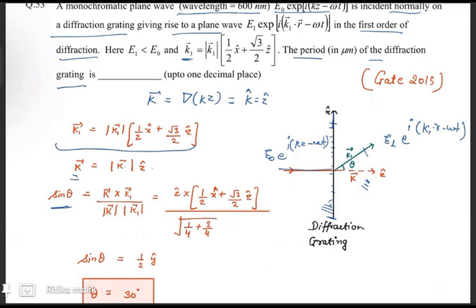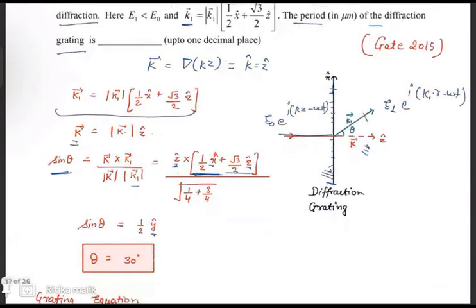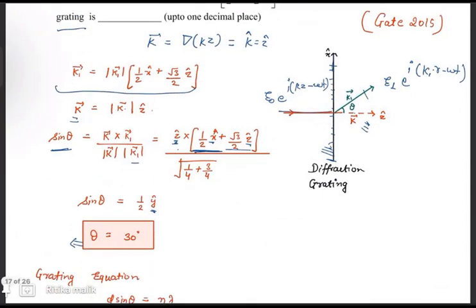When we put in the values of the k vector and k1 vector, their magnitudes will get cancelled out, and we are left with z cap multiplied by (1/2 x cap plus root 3 by 2 z cap). z cap with z cap will give you 0, and z cap with x cap will give you y cap. So we are only left with an expression of 1/2 in the y cap. From there, we get the value of theta, which is 30 degrees.